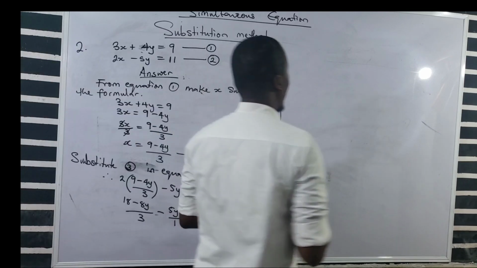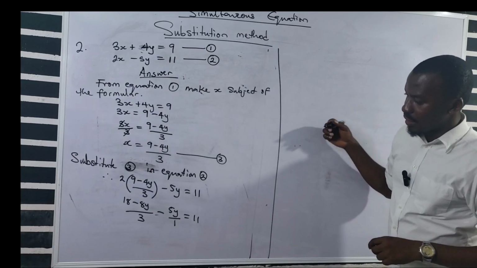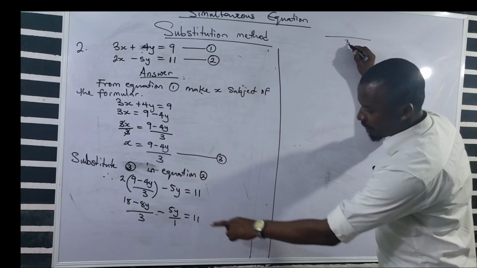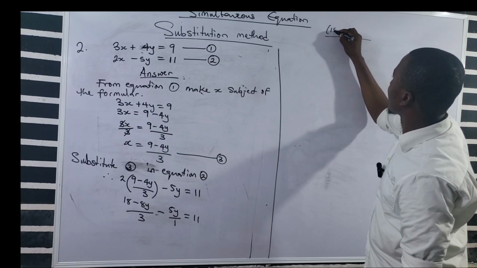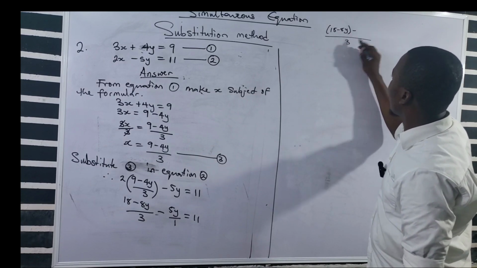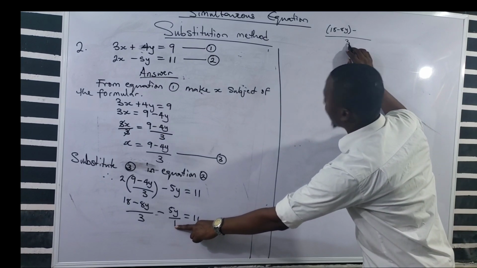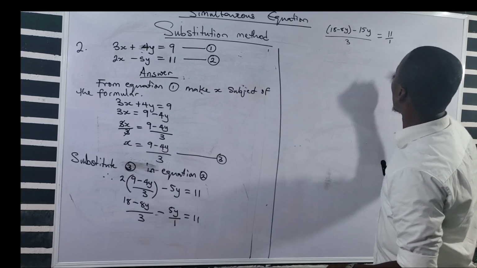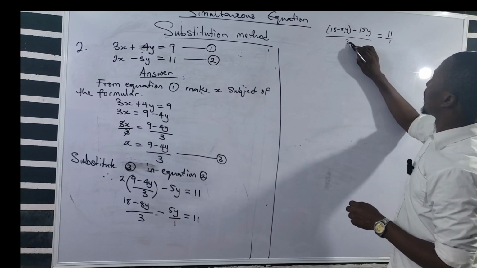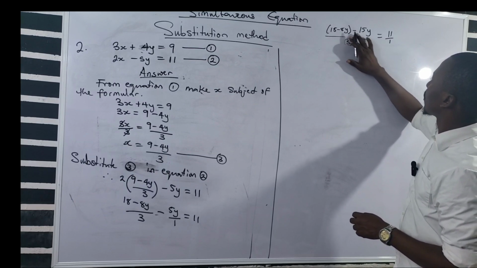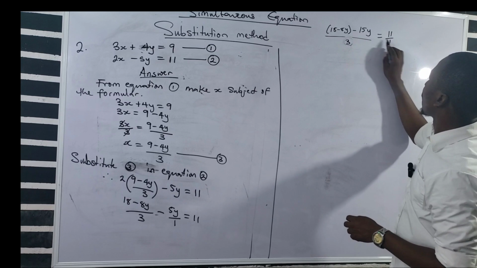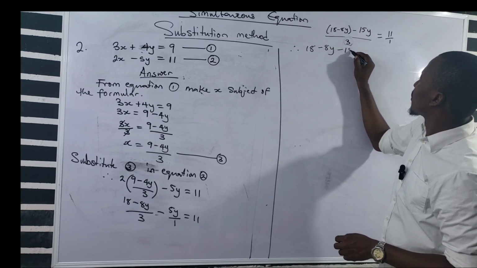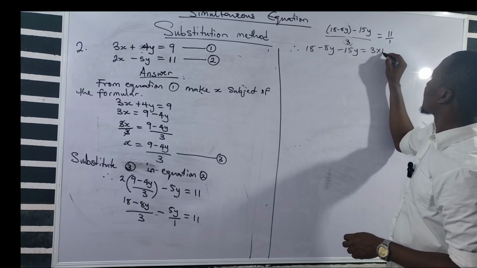Okay, so let's come here and do that. The LCM will give us 3. 3 divided by 3, 1. 1 times that will give us 18 minus 8y. Minus 3 divided by 1, 3. 3 times this will give me 15y equals to 11 over 1. Okay, so at this stage I can cross and multiply. So this one here we multiply by 11, then 1 will multiply by this. So I'll have 18 minus 8y minus 15y equals to 3 times 11.